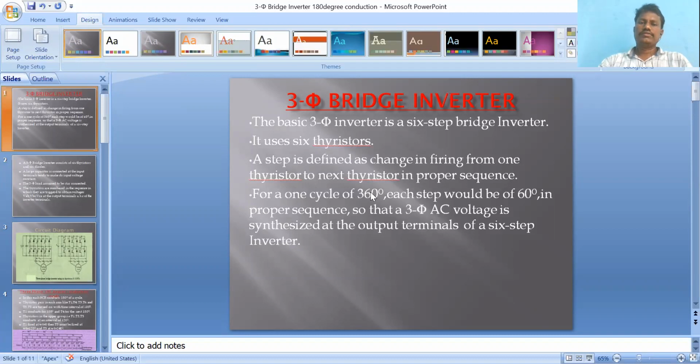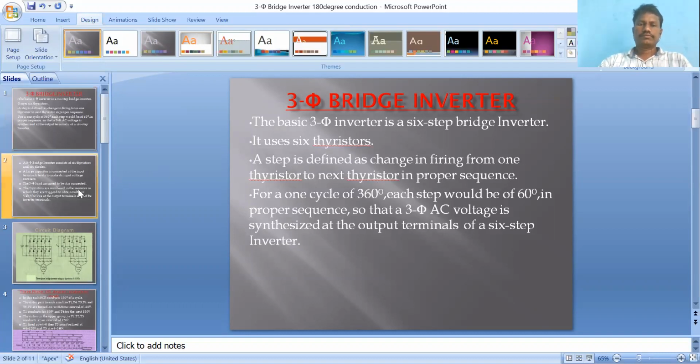So in this three-phase bridge inverter, 6 thyristors will be connected. The bridge consists of 3 limbs, and each limb has 2 thyristors. So finally 3 limbs, 3 into 2, 6 thyristors. Clear?